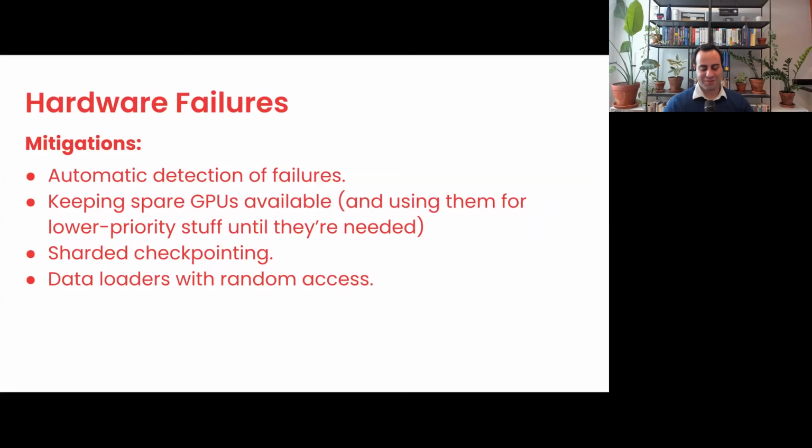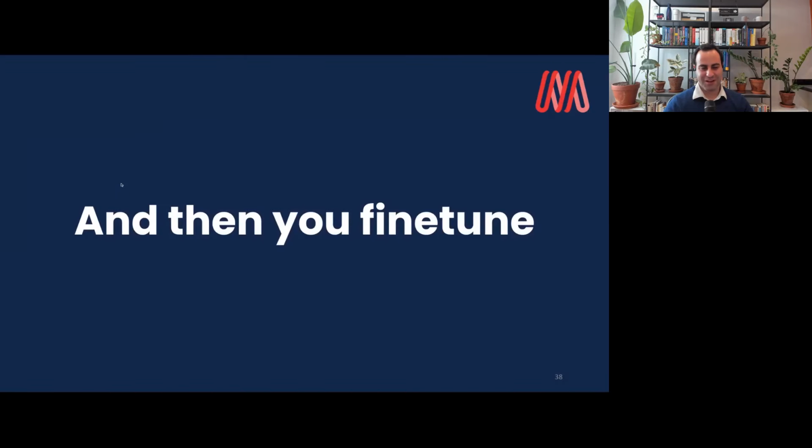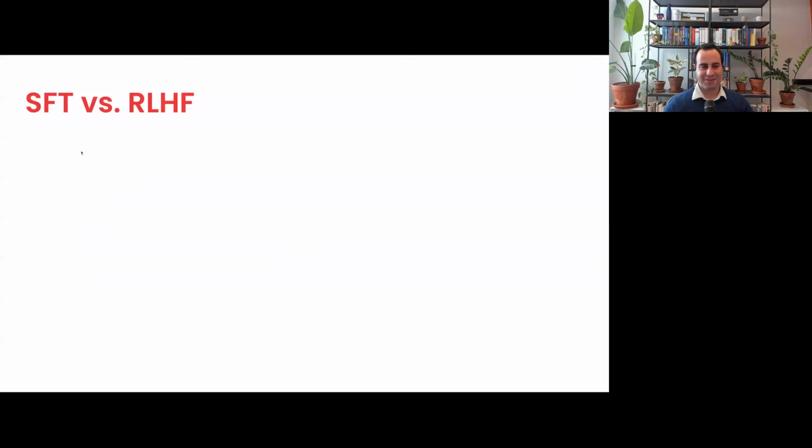So there are a lot of mitigations, some of which are built into the software, some of which involve monitoring hardware, some of which are just best practices, but it is something you need to be very careful about.